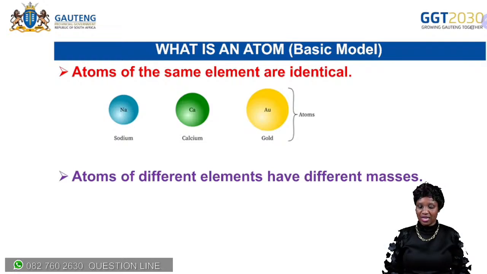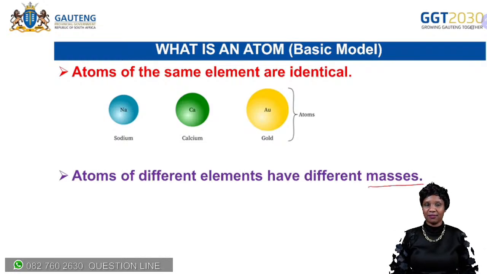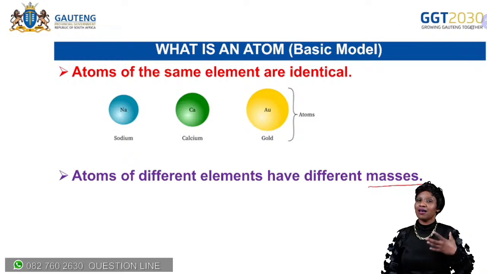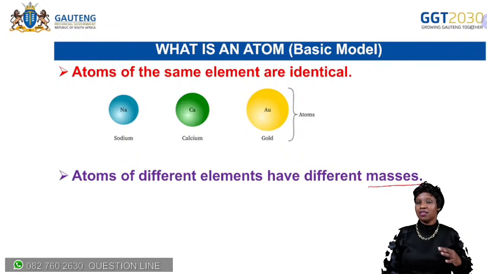For example, we've got sodium, we've got calcium, we've got gold. All right. Atoms of different elements have different masses. Okay, because these are the atoms of different what? Of different elements. Remember, an element is unique, grade 8. Do you understand it when I say unique? They are different. Do you get it? That's why they've got different atomic numbers. They've got different chemical names or chemical symbols, and they also have different masses.